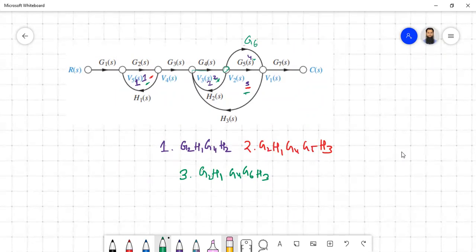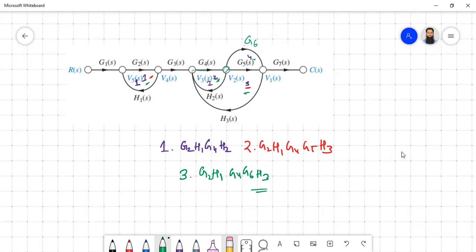So this is what we are going to get as the two non-touching loops. This is where you have to stop because we cannot have three at a time or four at a time. So maximum whatever we can find, this is what you have to figure out.